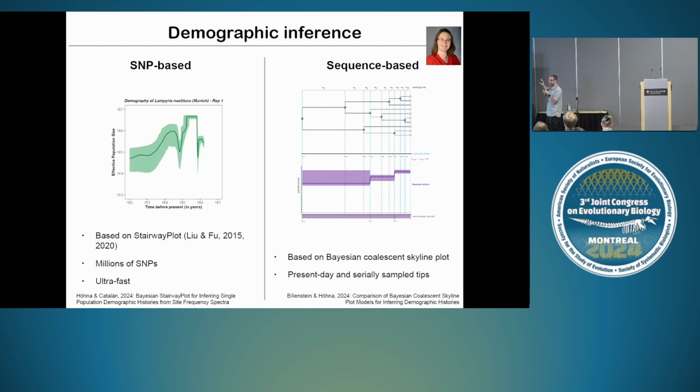Or you can do sequence-based approaches. People are usually familiar with the Bayesian skyline plot. You have the sequences, you estimate the coalescent tree. From the coalescent tree, you get your population size history, and that can use any present-day samples, also ancient samples, this kind of data.